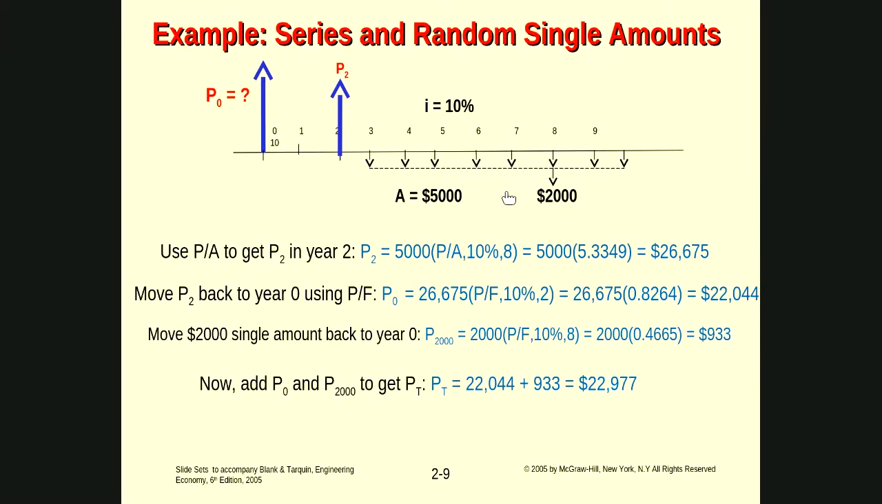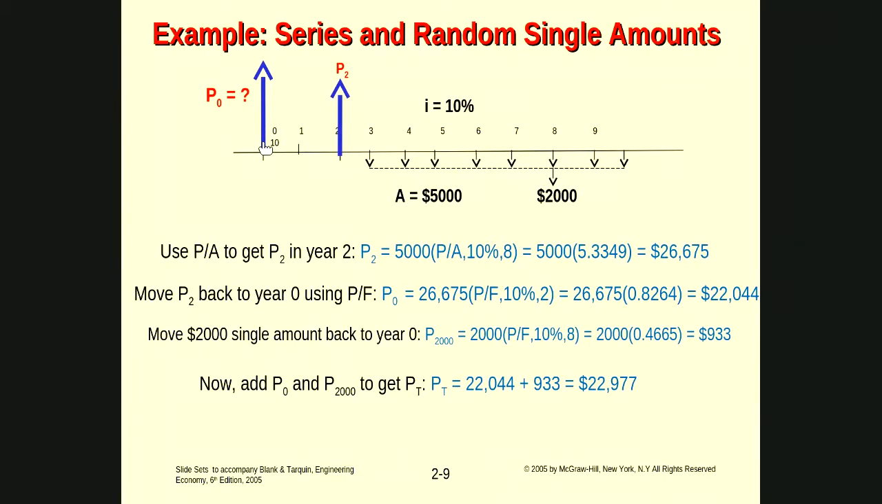The 5,000 here needs to be converted and found at year 0 as a present. The annual is placed from year 3 to year 10 with the $5,000. How do we convert the 5,000? We convert the 5,000 using P given A. What is known is the A, and what is unknown is the present.